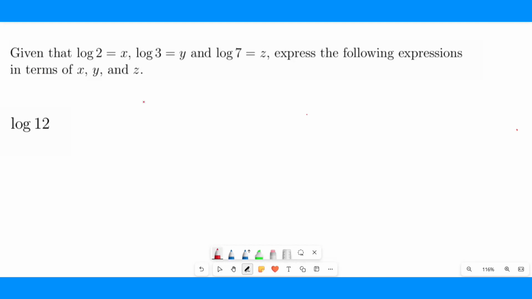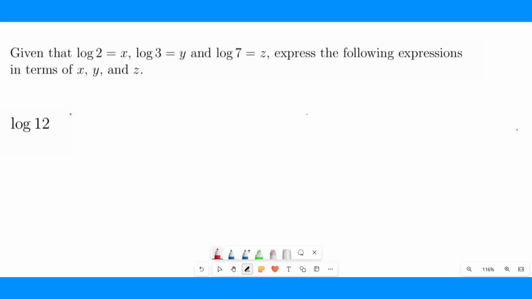Today, what we're looking at is another lesson on logarithm. So here's a question. It says, given that log 2 is equal to x, log 3 is equal to y, and log 7 is equal to z. Express the following in terms of x, y, and z. So the log of 12. We want to represent the log of 12 in terms of x, y, and z.